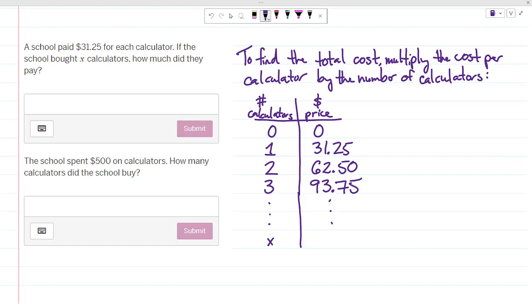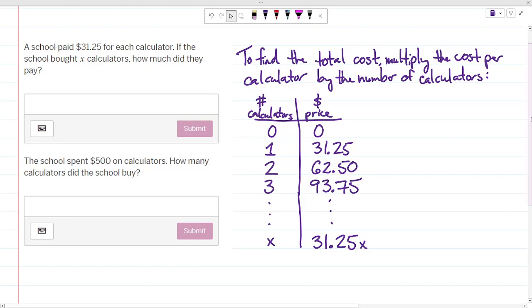So if I got X calculators, how would I find that cost? Well, I would take the cost per calculator, $31.25, multiply it by X. So that means for X calculators, it would cost 31.25 times X, like that.